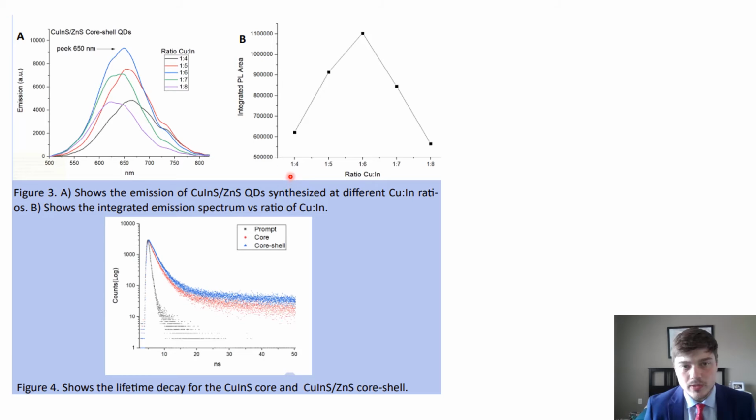And what we discovered was that if you synthesize these at a 1:6 ratio, you get the best photoluminescence properties. Our peak was observed to be 650 nanometers for our experimental conditions. And you can see that the integrated area for the 1:6 ratio is the highest, but as you increase the ratios, your photoluminescence will start going down.